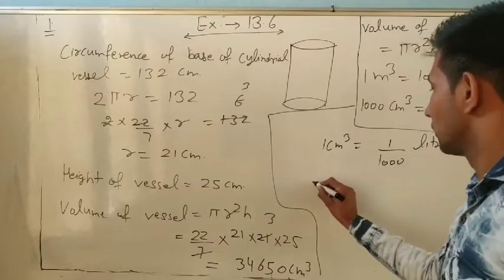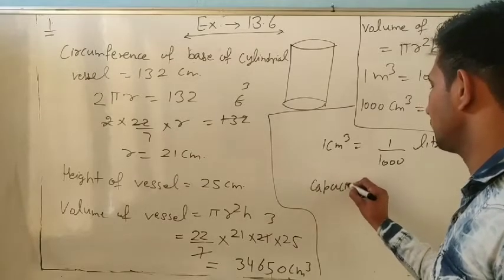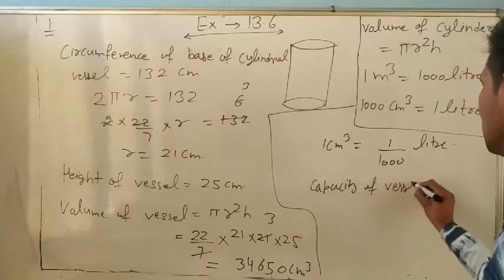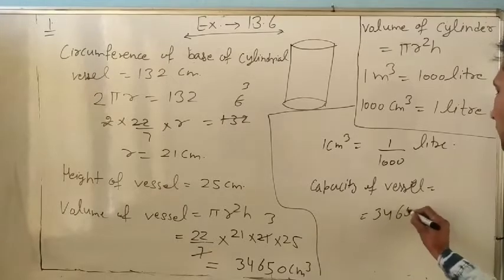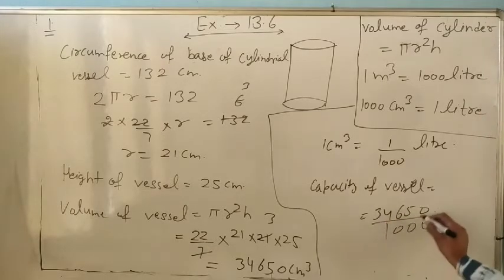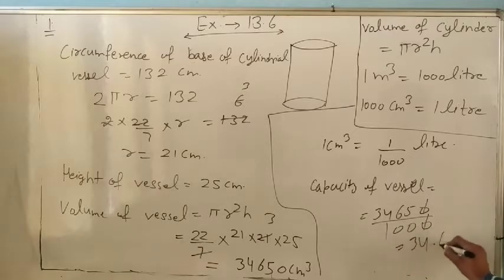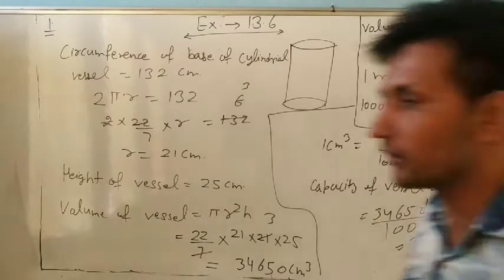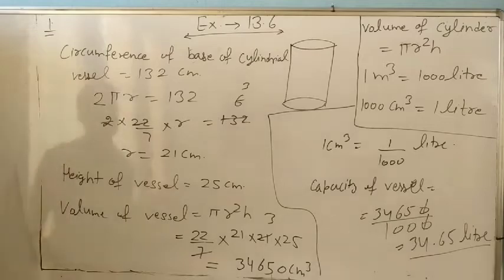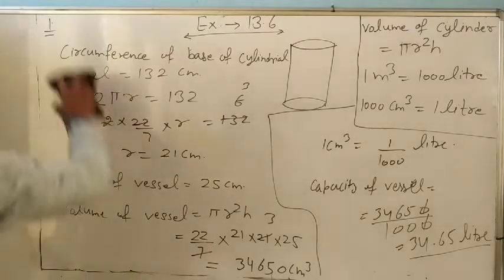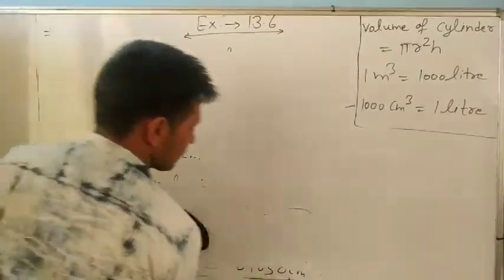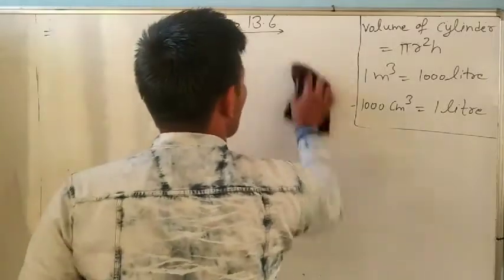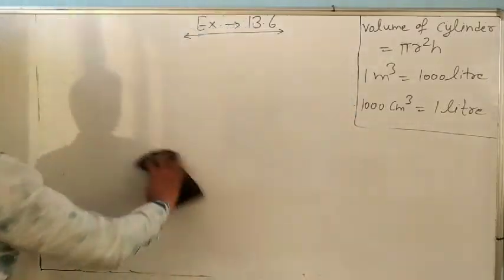To write: capacity of vessel. It is the value of 1 centimeter cube, so total 34,650 divided by 1000. 0 cut by 0, it comes 34.65 liter. So what is the capacity? It can hold 34.65 liter water. Okay, this one is your answer. Understand it? Remember this one: 1 meter cube equal to 1000 liter, but 1000 centimeter cube equal to 1 liter.